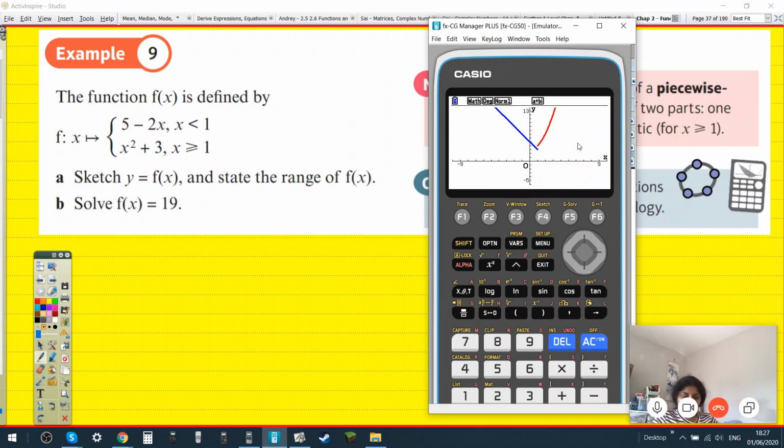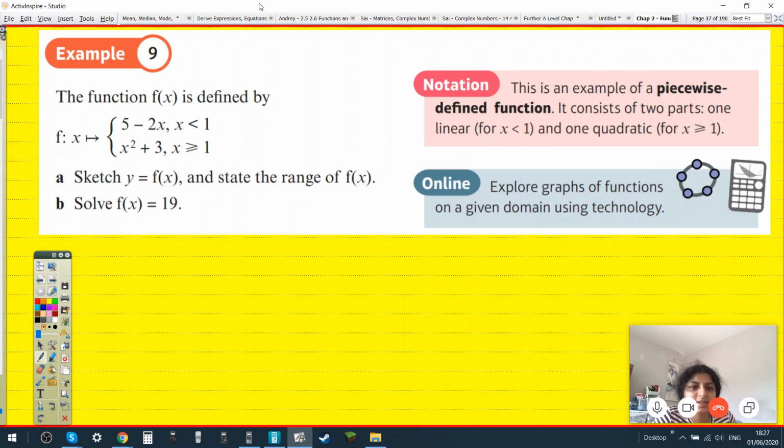It's a weird graph. And well, they told you to sketch it. There's your sketch. Is that what it looks like? Wouldn't they be connected? No, they are not connected. In fact, one is less than and one is greater than or equal to. Yeah, makes sense.